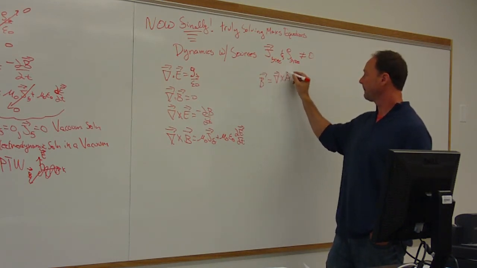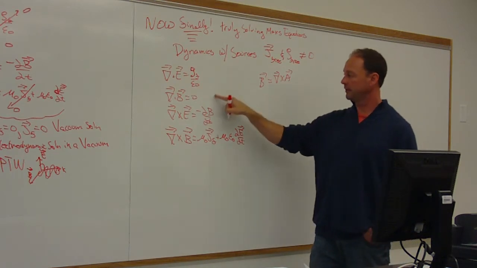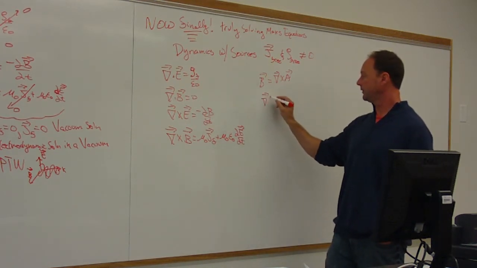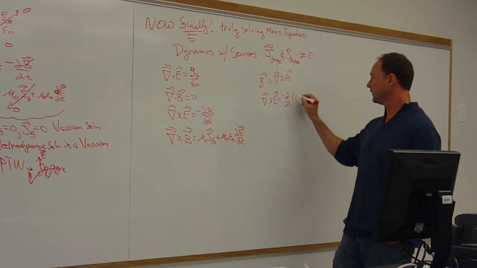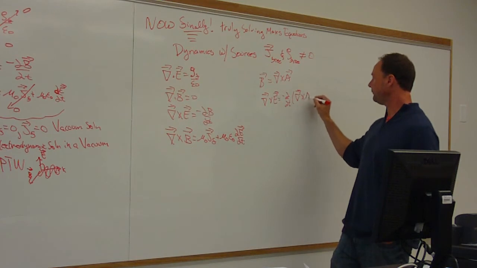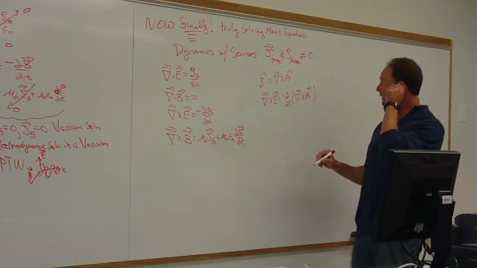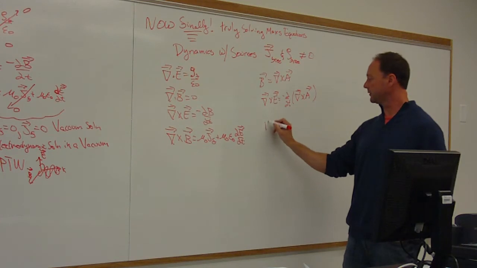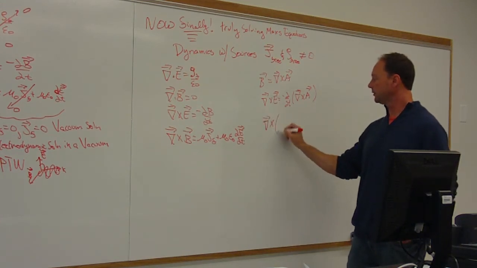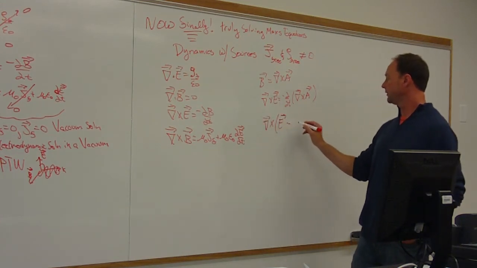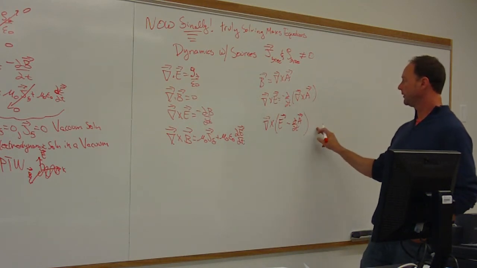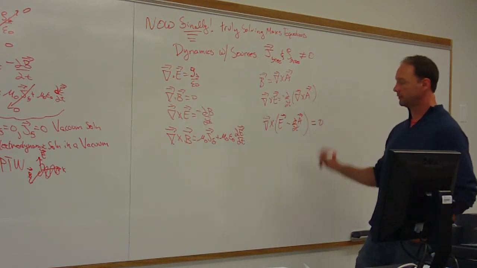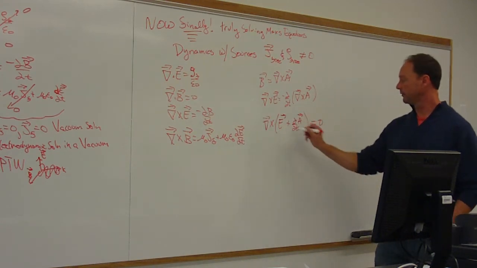Okay? Now, if you plug that into this thing, you've got the curl of E equals minus the partial with respect to t of the curl of A. All right? And so you can do a little bit of gymnastic algebra here. It's going to be the curl of E minus the partial with respect to t of A, right? And that's got to equal 0. Plus? Plus, thank you.